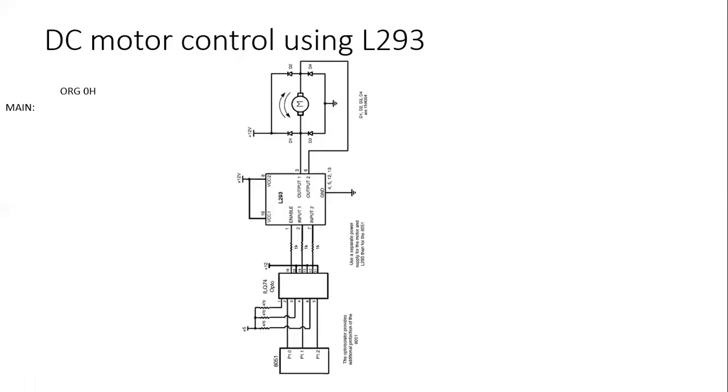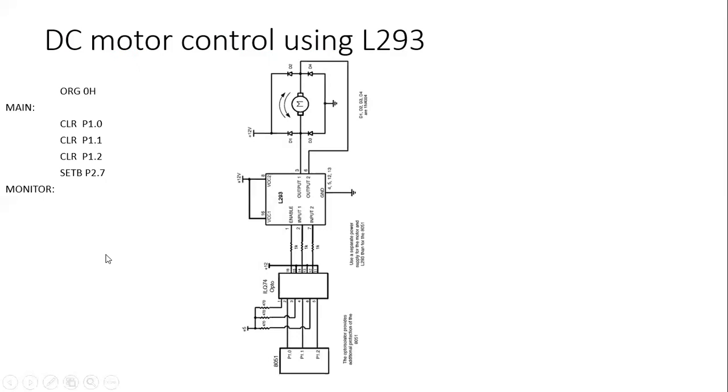Org 000h, then main program. In the main program, initially we clear all the ports P1.0, P1.1, P1.2. P1.0 is for enabling. P1.1 is for controlling the H bridge switches. P1.2 is also for controlling the H bridge switches. Then we use the switch as an input to the microcontroller. Based on its condition, we will decide whether to go for a clockwise direction or an anti-clockwise direction.